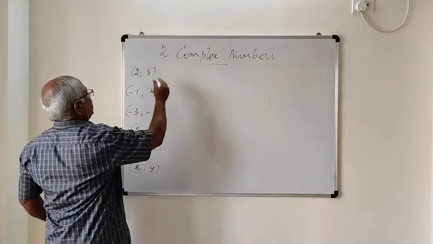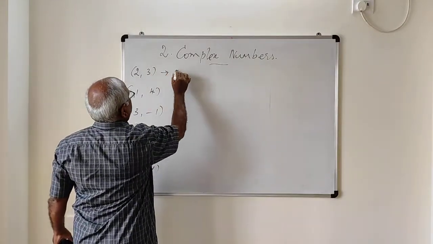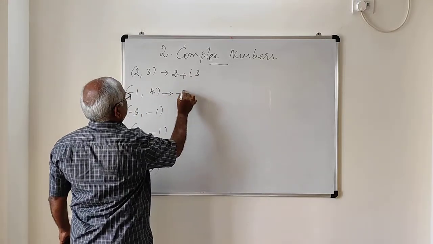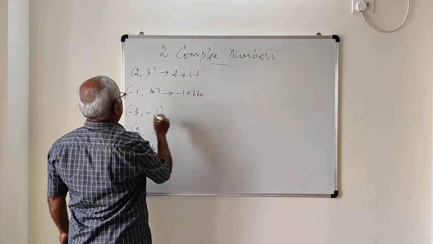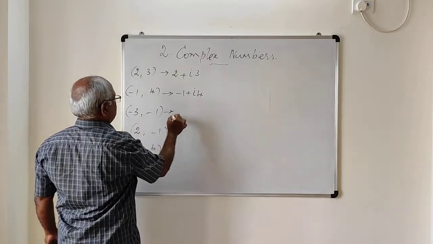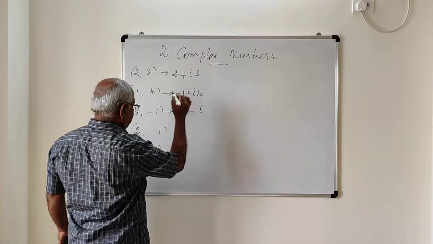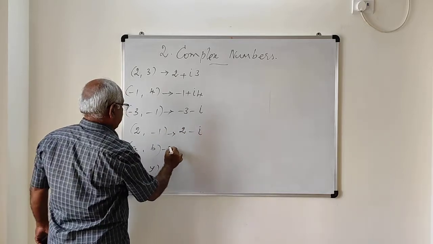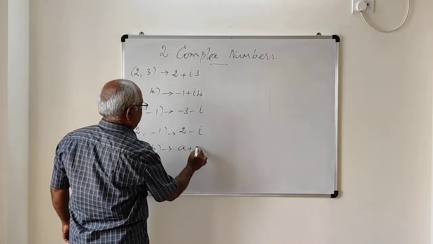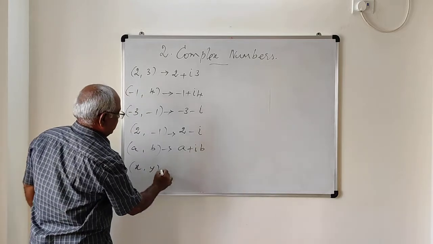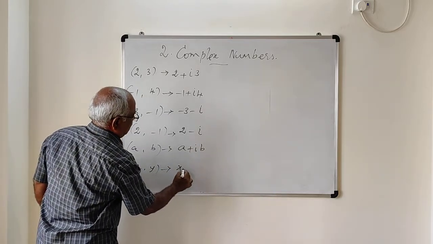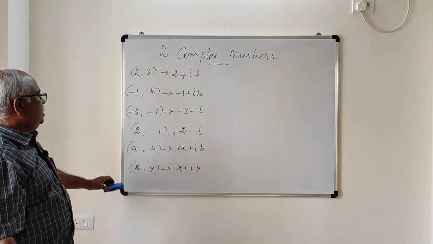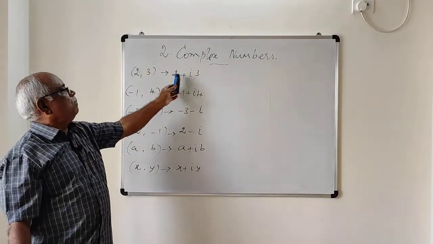And they are expressed as this: (2, 3) is expressed by 2 + 3i, and this (-1, 4) is -1 + 4i, and (-3, -1) is expressed as -3 - i, and this is 2 - i, and (a, b) is a + ib, and this is x + iy. Like that, these ordered pairs are represented in complex form.